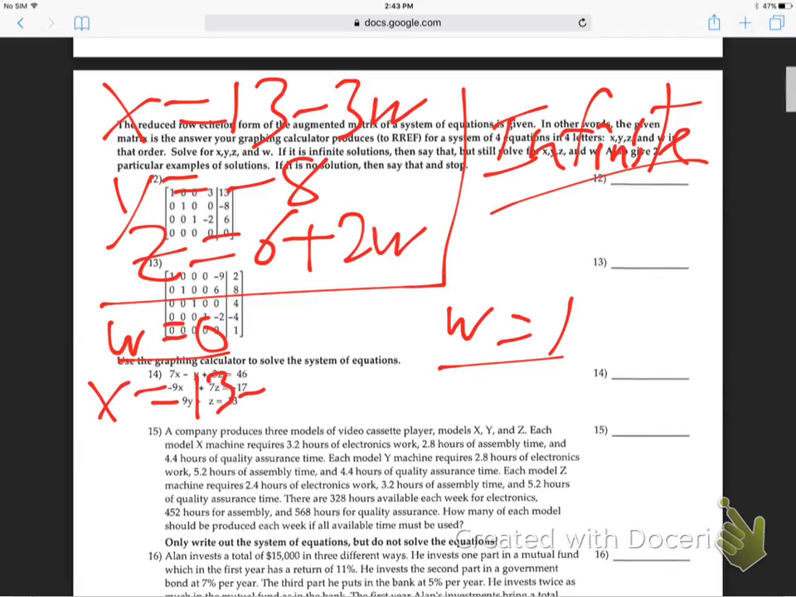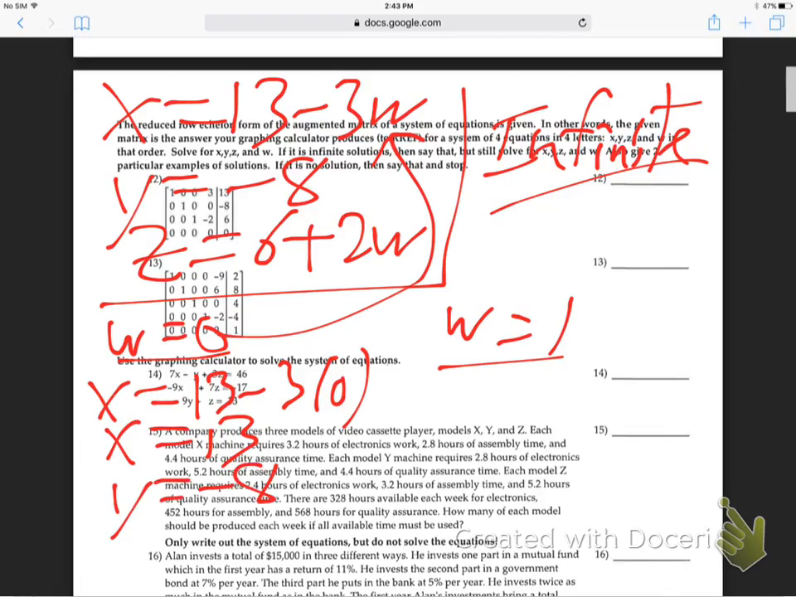X is 13 minus 3w, but now I'm putting in 0 for w, so x is 13. And y is negative 8, nothing to do with y. Z is 6 plus 2w. W again is 0, so z is 6. So there is one particular answer: x 13, y negative 8, z 6, w 0. That's one particular set of answers.